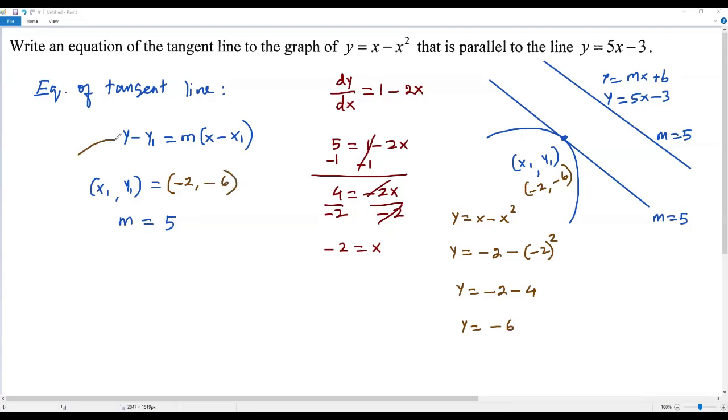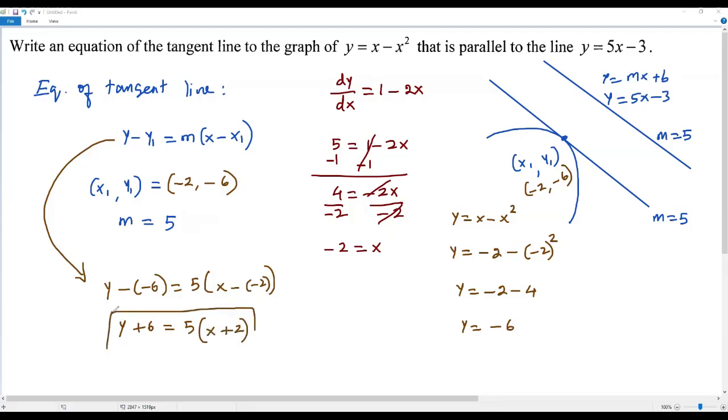Now in the formula I have to plug in what we got. y minus y1, where y1 is negative 6, equals m, which is 5, times x minus x1, where x1 is negative 2. Y minus negative 6 becomes y plus 6. 5 times x minus negative 2 becomes 5 times x plus 2. So this is the equation of the tangent line to the graph of y equals x minus x squared, and it is also parallel to the line y equals 5x minus 3.